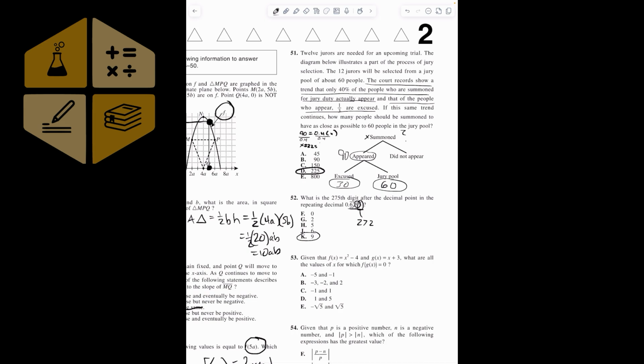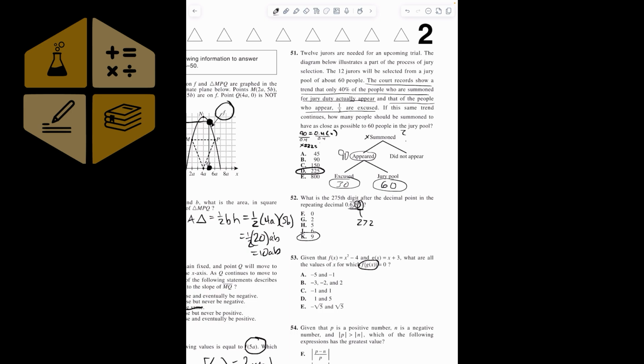53. Given that f of x equals x squared minus 4 and g of x equals x plus 3, what are all the values of x for which f of g of x equals 0? The first thing we want to do, before we worry about what are the values that make this equal 0, is simplify this down. We've got f of x and g of x. F of g of x just means this.